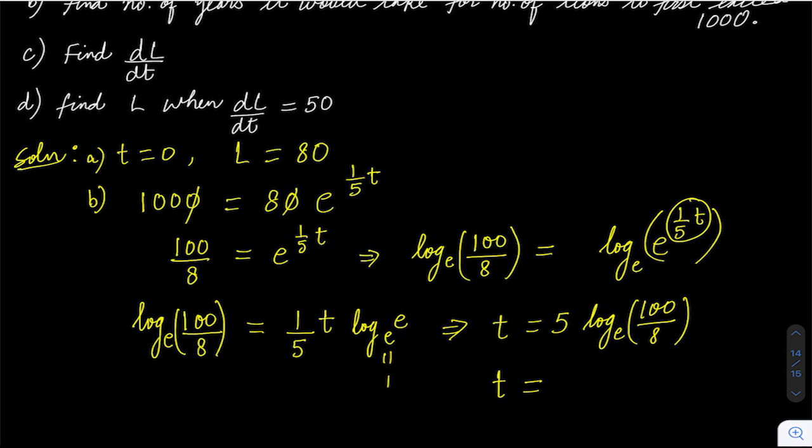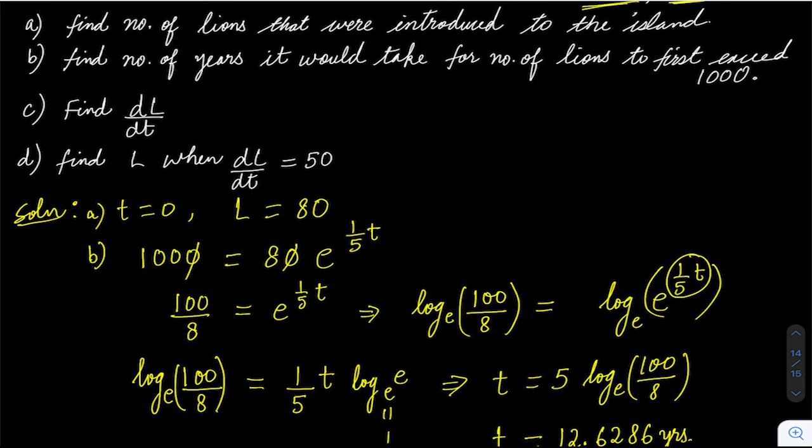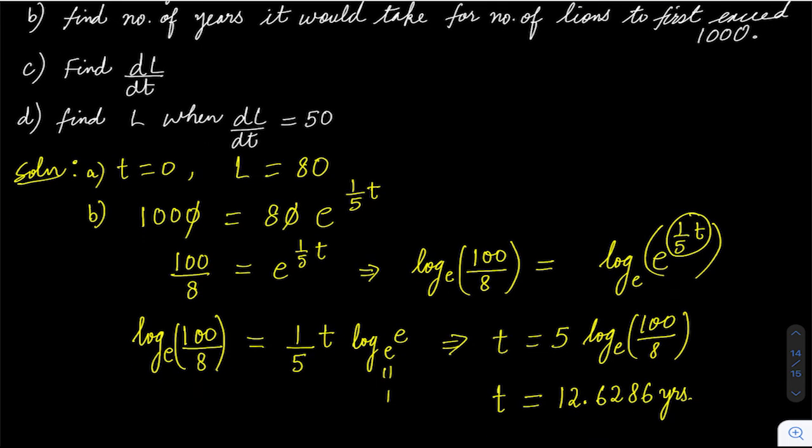Let's find this using our calculator and see what value comes out. This comes out to be 12.6286 years. What they are asking is to find the number of years it would take for the number of lions to first exceed 1000. So when time is 12.6286 years, it will just reach 1000 approximately. So greater than this, the number of lions will first exceed 1000.